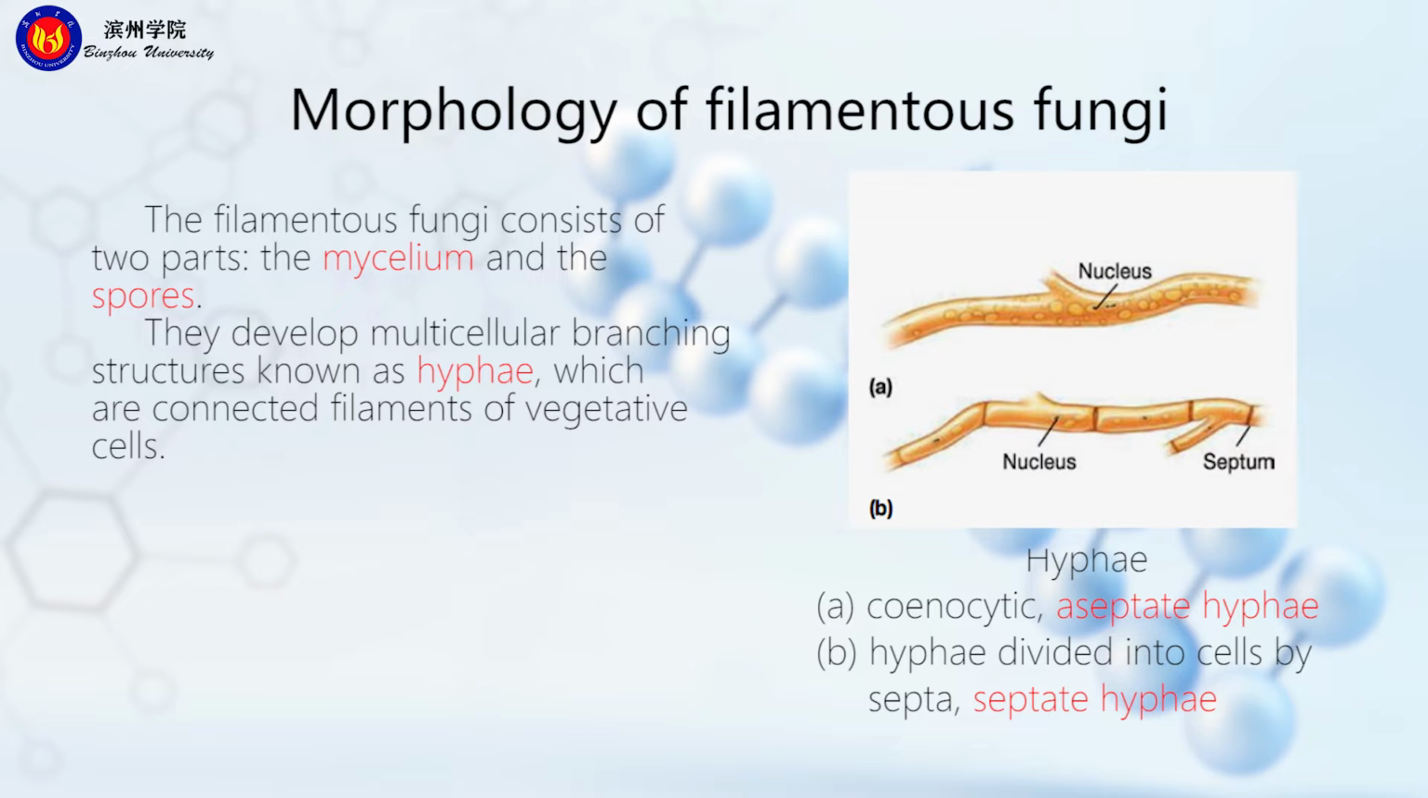This is a nonseptate hypha. You can see the nucleus in a big cell. There are no septa. Picture B shows hyphae divided into cells by septa. We call this septate hyphae.